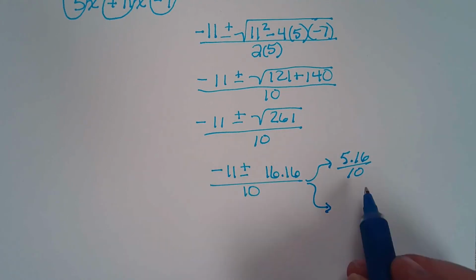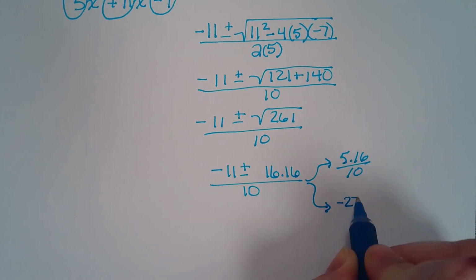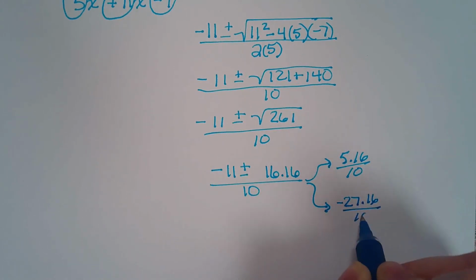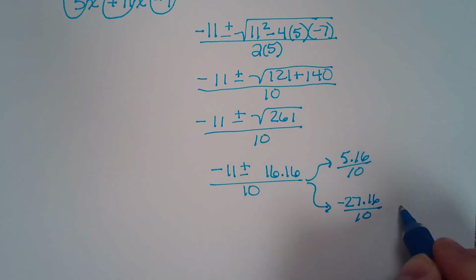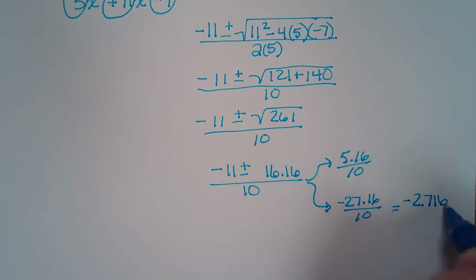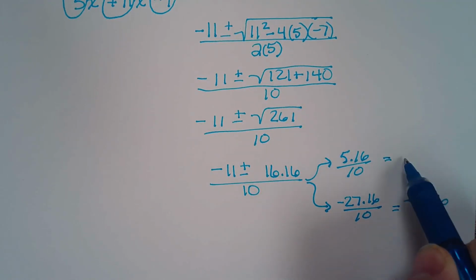So you're going to have that plus 11 is negative 27.16 over 10. So when you divide these by 10, you're basically moving the decimal over 2 places. So this one becomes negative 2.716. And this guy up here becomes positive 0.516.